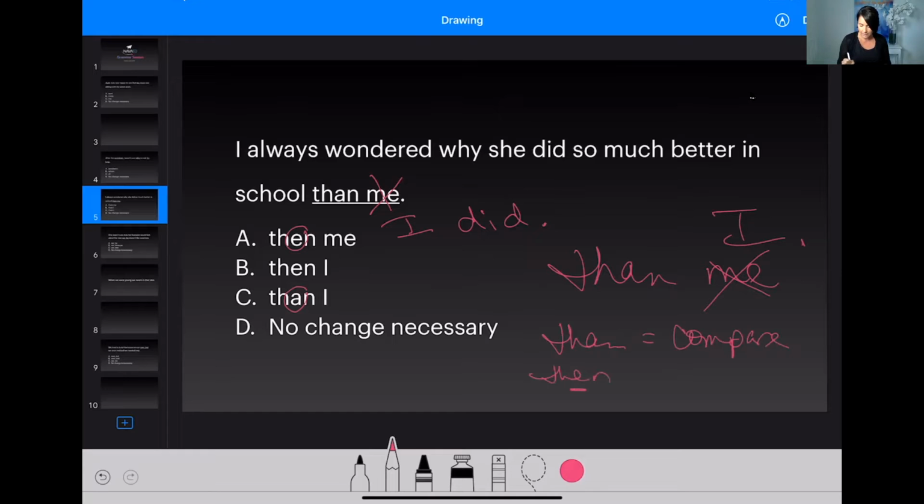Then equals like time. I went to the store, then I went home, then I ate dinner, then I went to sleep. Okay, so that is very, very important. You will see these on both exams. For sure, you'll see it on the Praxis, and you'll definitely see it on the GK ELS.